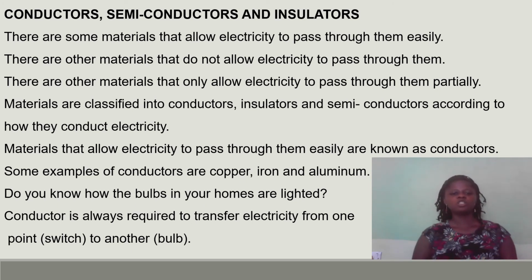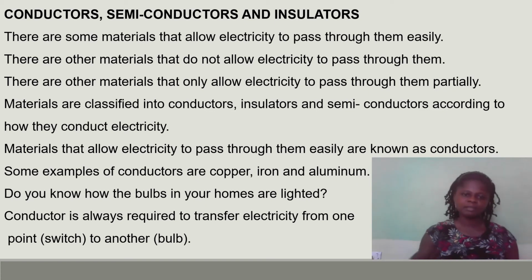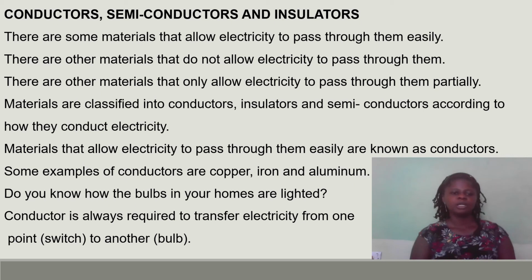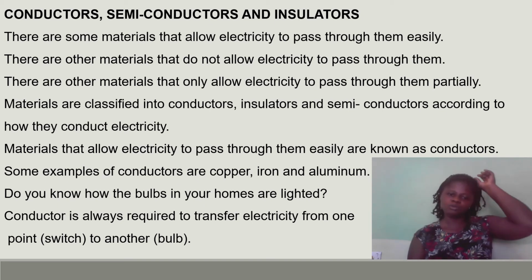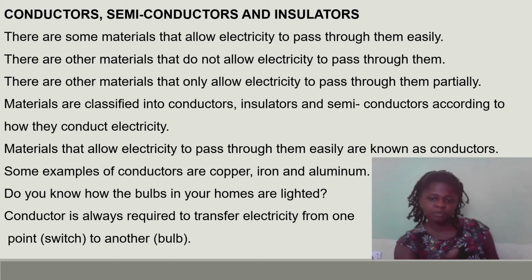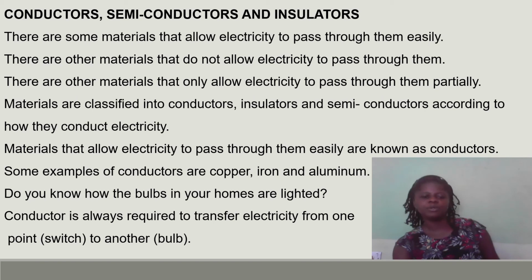Those materials that allow current to pass through them easily are known as conductors. Examples of conductors are copper, iron, and aluminium. Do you know how the bulbs in our homes are lighted? A conductor is always required to transfer electricity from one point to another, from one point, which is the switch, to another, which is the bulb.